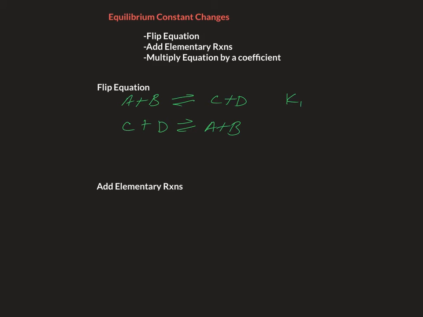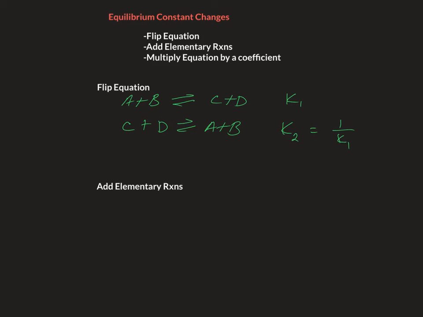What you do with this K value is the new K, we'll call it K sub 2. This new K, K sub 2, for this flipped reaction is going to be the reciprocal of your original one. So you just take K1 and put it under 1. So please write that down. If you flip a reaction, you take the reciprocal of the original reaction's equilibrium constant.